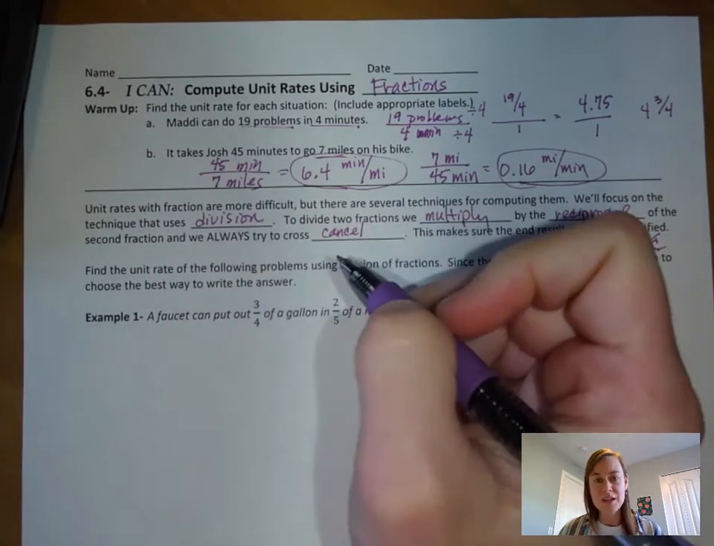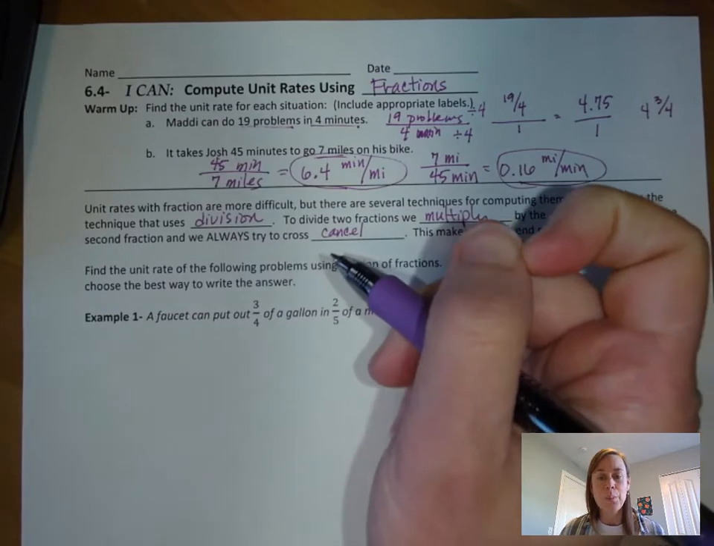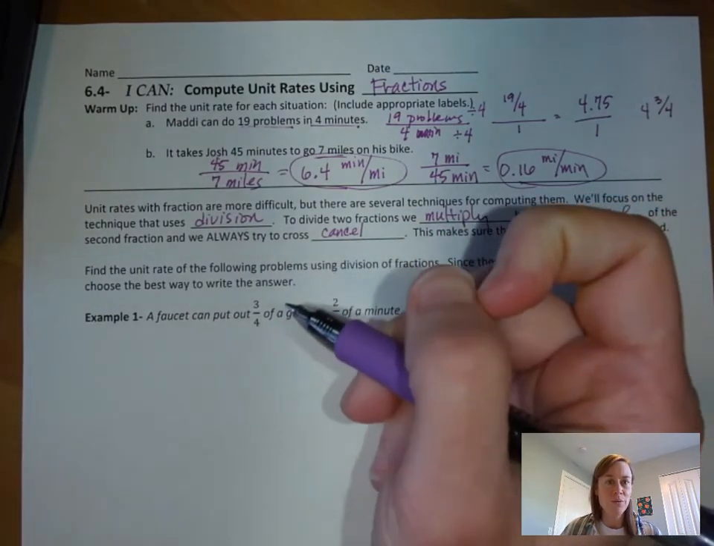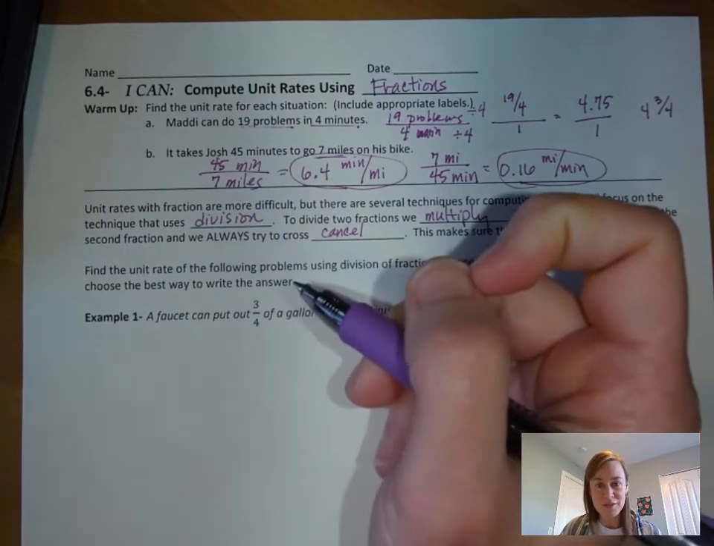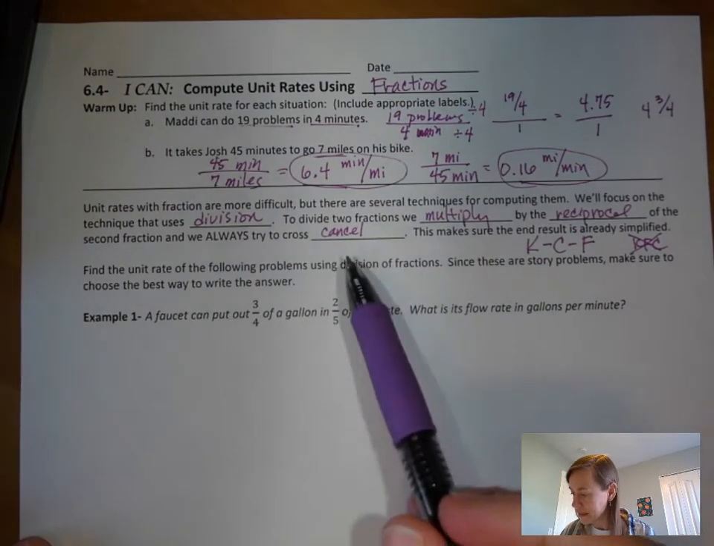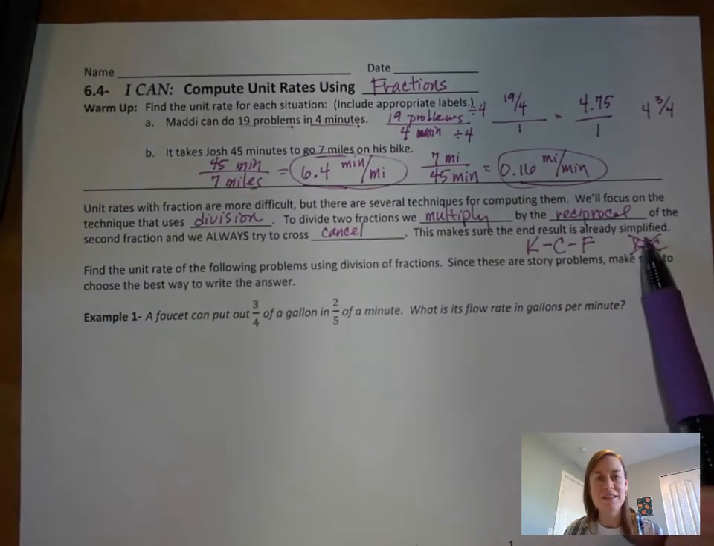Now it says we always try to do it. Yeah, it's a good idea to do because it can save you work on the end simplifying your fraction. Are you required to do it? No, you're not. So just see what we're doing and take it or leave it, okay? Let's see. This makes sure the end result is already simplified. Yeah, so that's the point of the cross-canceling.